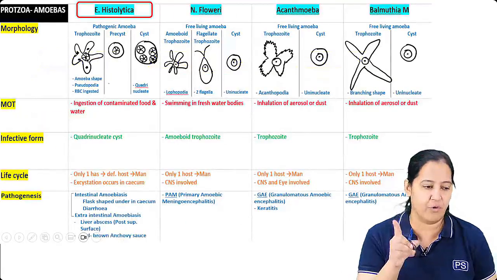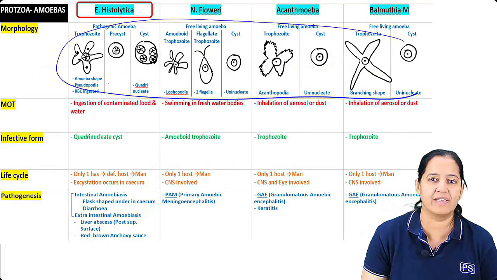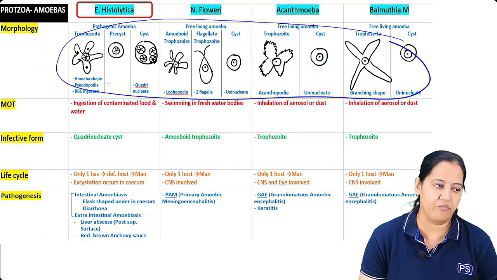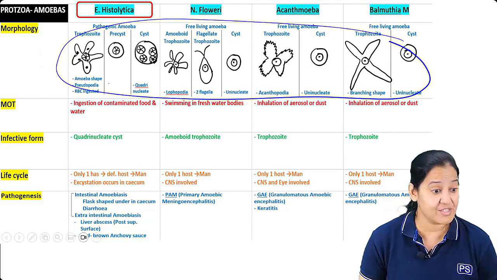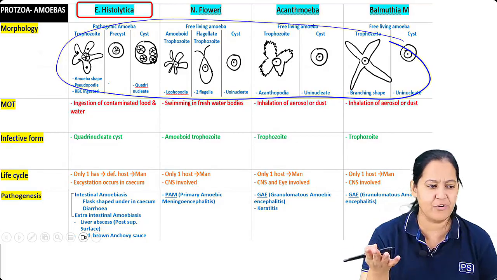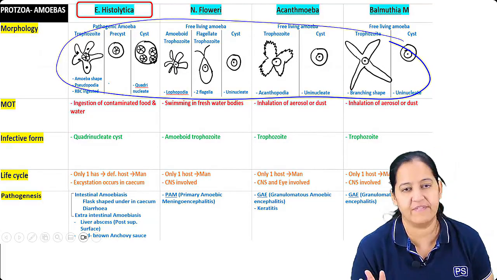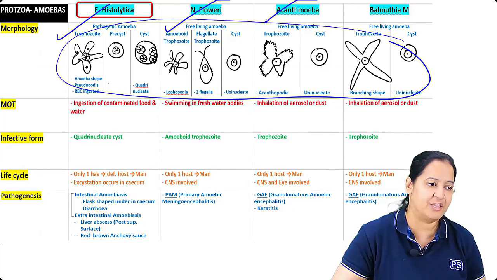This is a chart I have already given you. In your chart, is this column filled or empty? I guess this is empty. If it is empty, you can draw with me. I have given it empty intentionally, because in face-to-face classes I ask the students to draw and show it to me. If you wish, you can draw. Otherwise, it is given in the notes. Anyway, let's start with Entamoeba histolytica. Then I will move on to Naegleria fowleri, then Acanthamoeba, then Balamuthia.